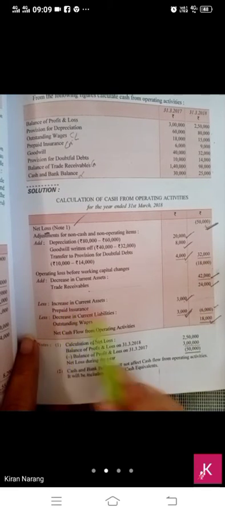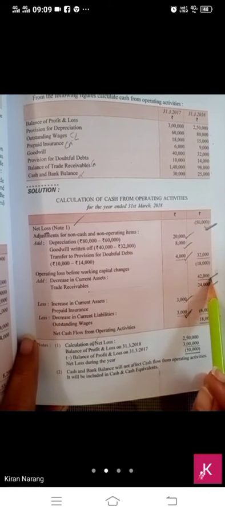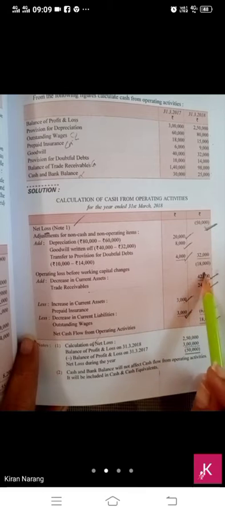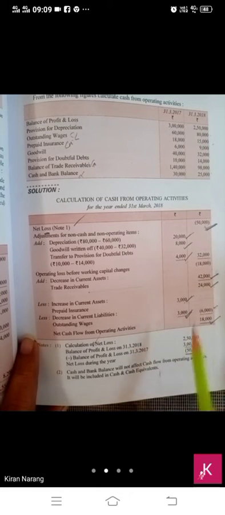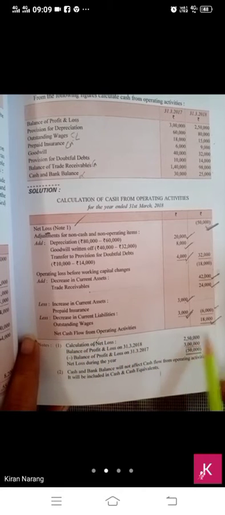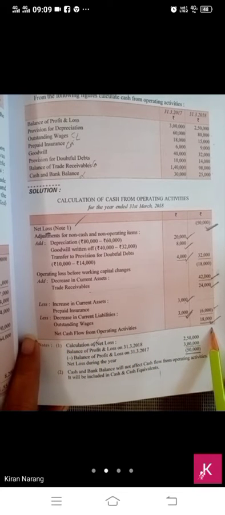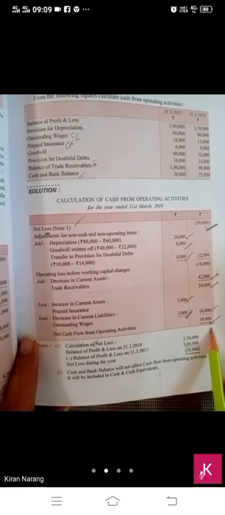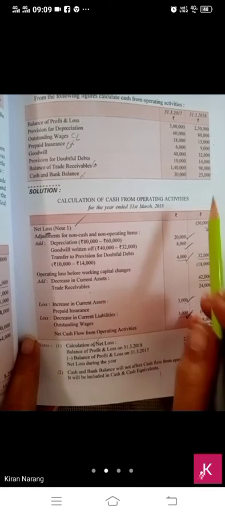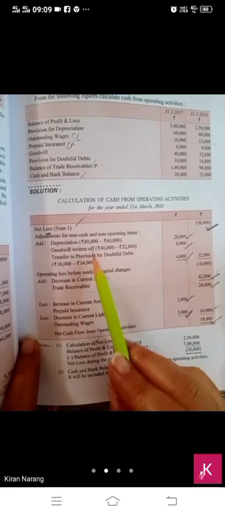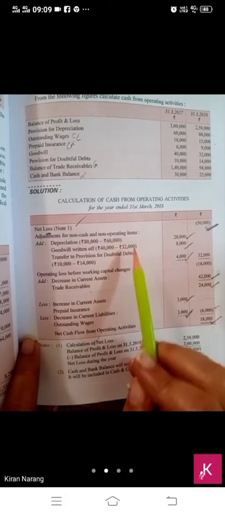Then we have added the decrease in current asset. Now the loss became profit, 24,000. Then we have subtracted these two items and the cash flow from operating activity is 18,000. If you know the format, then the question is very easy for you. In profit or loss, we have to add certain non-cash, non-operating expenses.